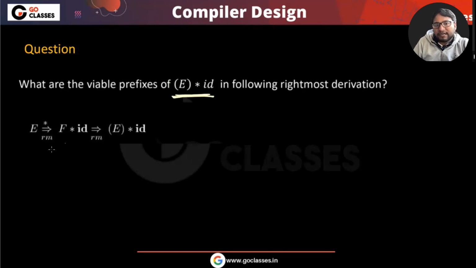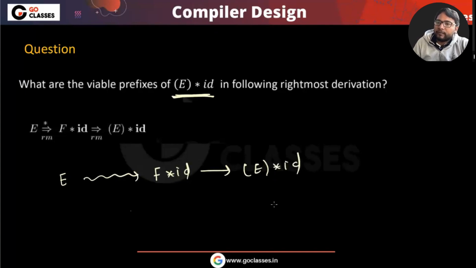Let's suppose this is getting derived like this. Which means they are saying that E is deriving in multiple steps. E is deriving F into id, and then in one step it is getting derived into id. Can you tell me the handle here first of all? Handle is this, right? This is the handle.